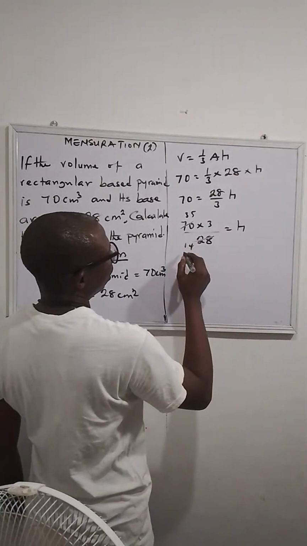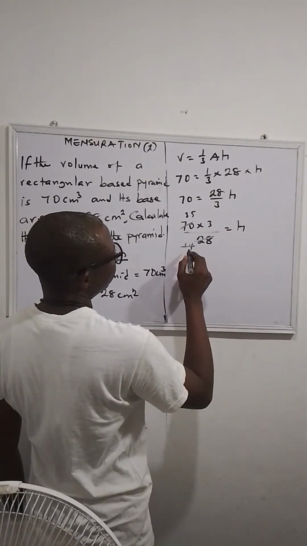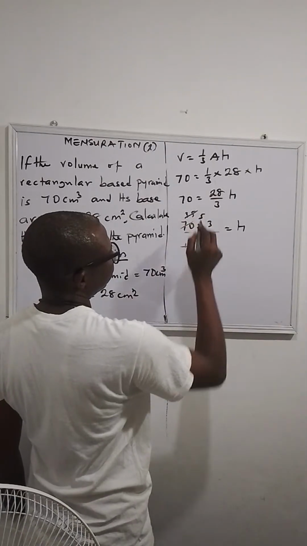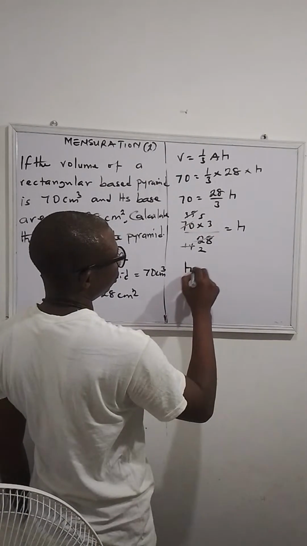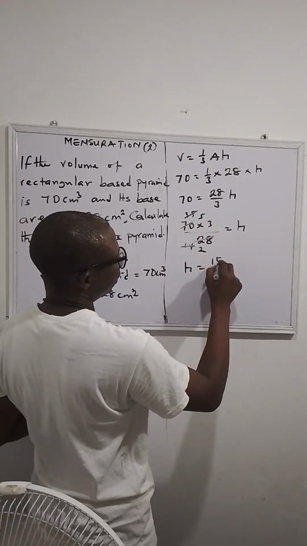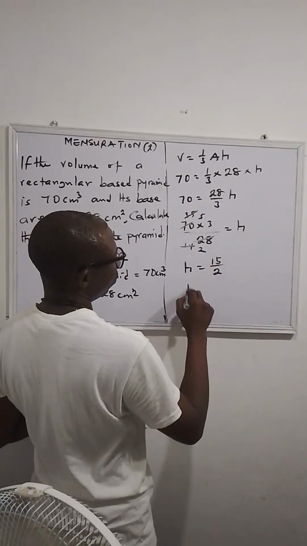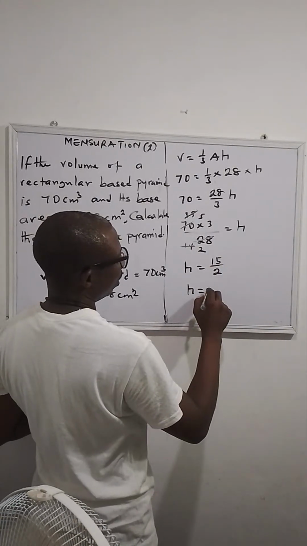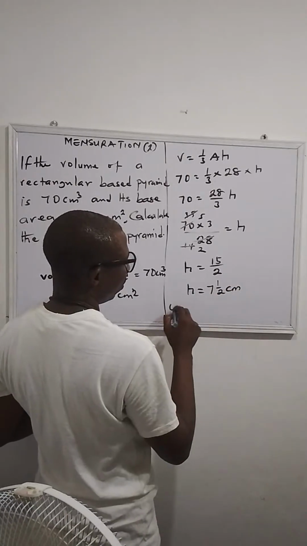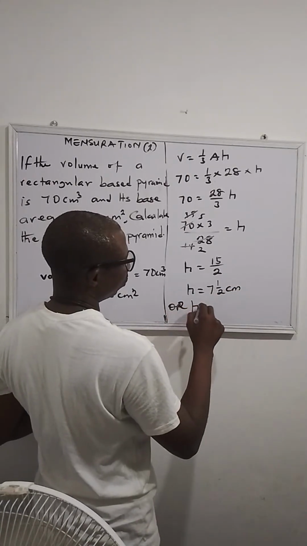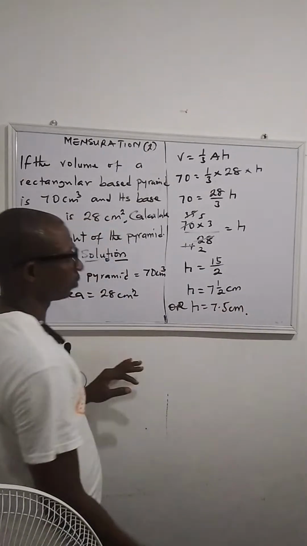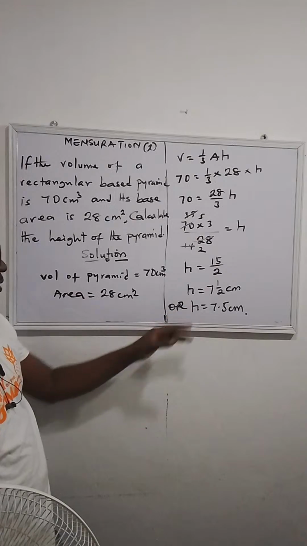Okay, 7 goes here is 2. 7 goes here is 5. So that means h now is going to give us 5 times 3, that's 15/2. Okay, so h is going to be 7 and 1/2 centimeter, or you write h to be 7.5 centimeters. So this is the answer to this problem.